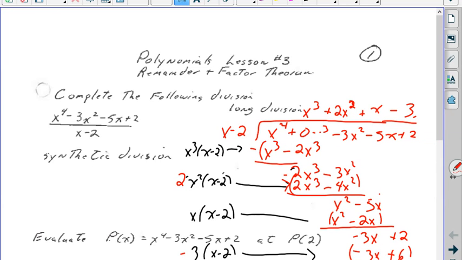I probably wouldn't use long division on this one. But what multiplied by x gets me x cubed or x to the fourth? Well, that's x cubed. That line becomes x cubed times the binomial. Subtract, I subtract 0 or negative 2x from 0. I have positive 2x cubed. Bring down my 3 and work my way through.